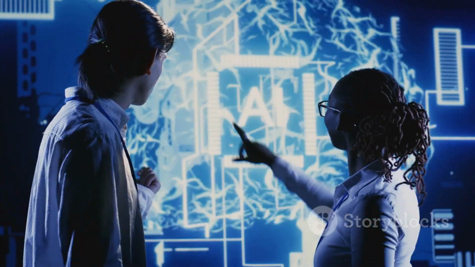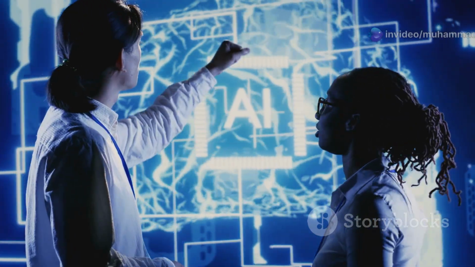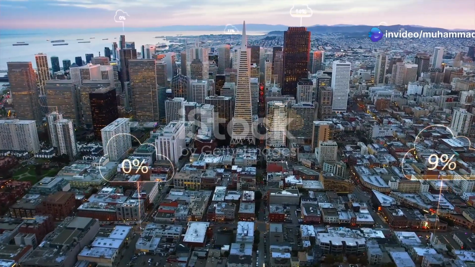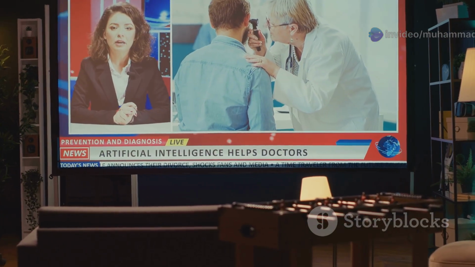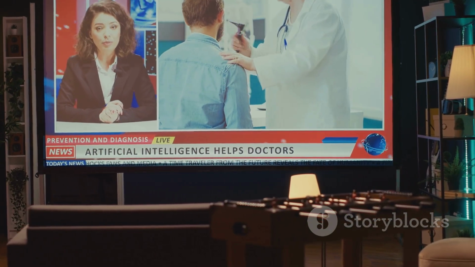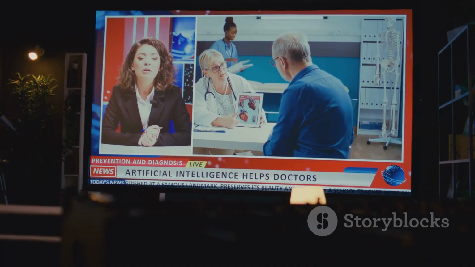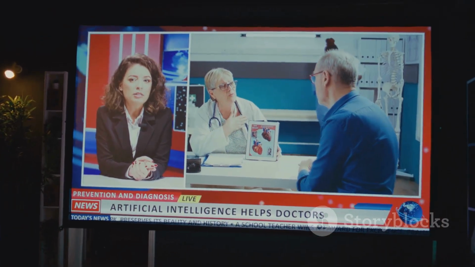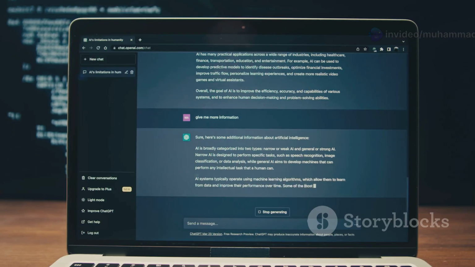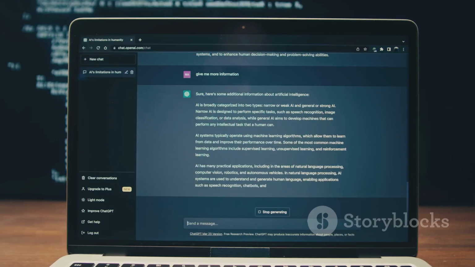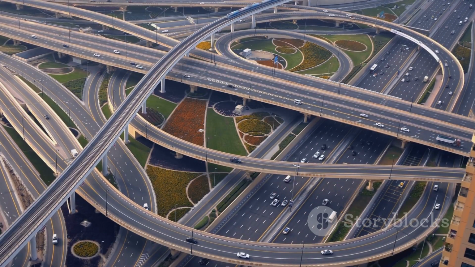Okay, so we've covered the basics, but where do we actually see AI in action? Well, folks, it's already everywhere. In healthcare, AI is being used for disease diagnosis, personalized treatment plans, even drug discovery. We're talking about potentially life-saving applications. In finance, AI is hard at work detecting fraud, making lightning-fast algorithmic trades, and even powering the customer service chatbots you interact with online. And let's not forget transportation.